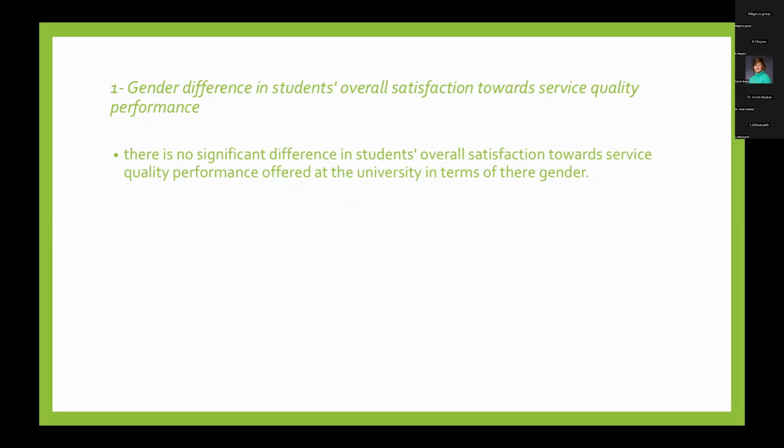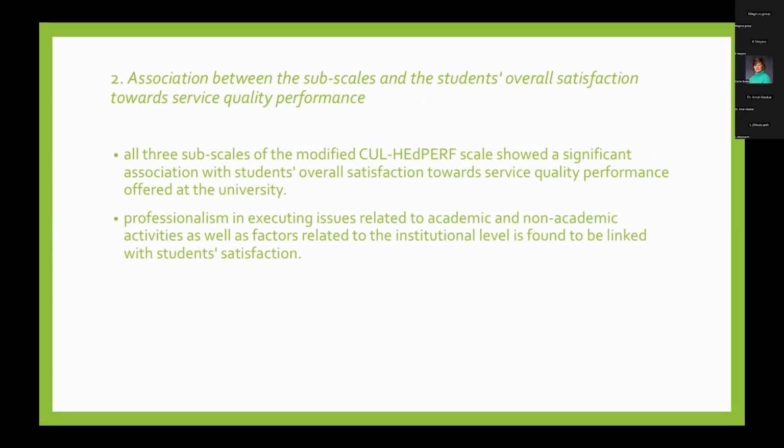So going through our objectives, this is our finding. Regarding gender differences, there was no significant difference between males and females. Next slide. We measured as an objective the association between the subscales and the student's overall satisfaction towards service quality performance. And we found all 3 subscales of the modified scale showed a significant association with student overall satisfaction towards service quality performance offered at the university. Professionalism in executing issues related to academic and non-academic activity, as well as factors related to the institutional level, is found to be linked with student satisfaction. Next, please.